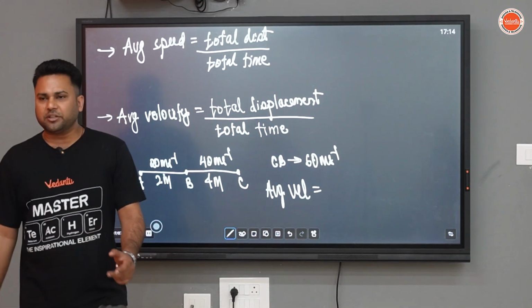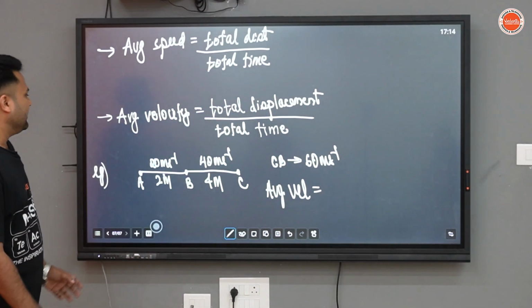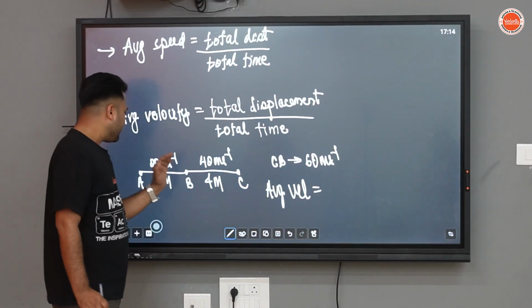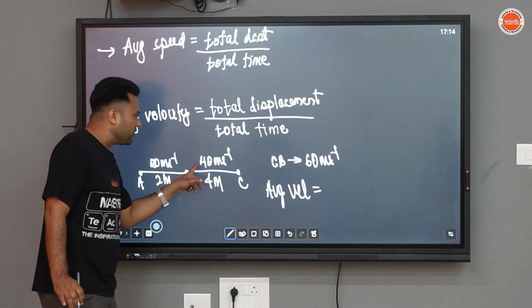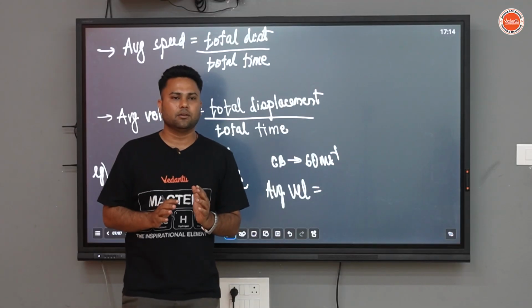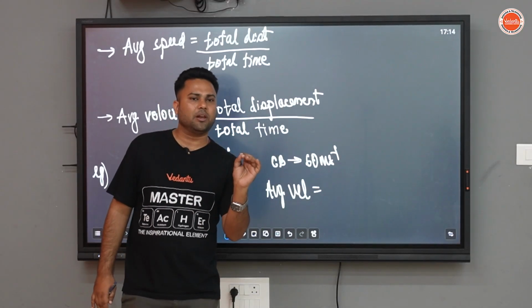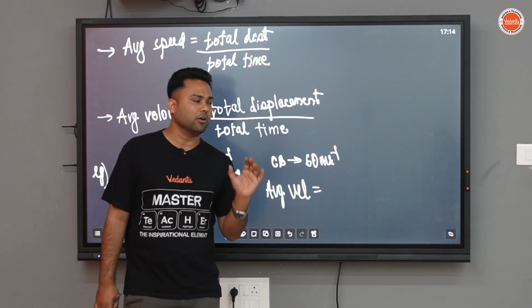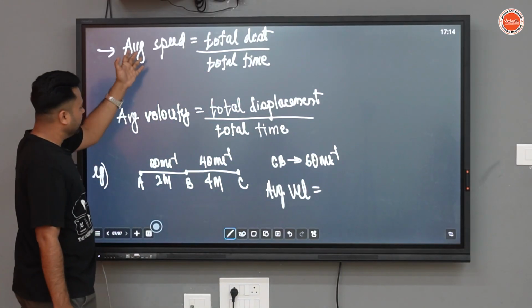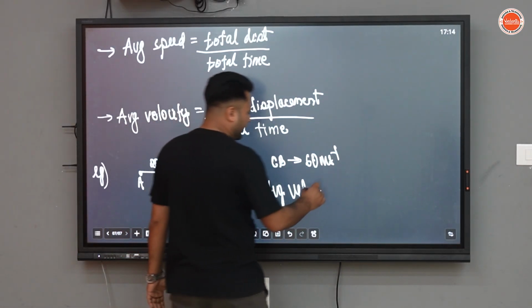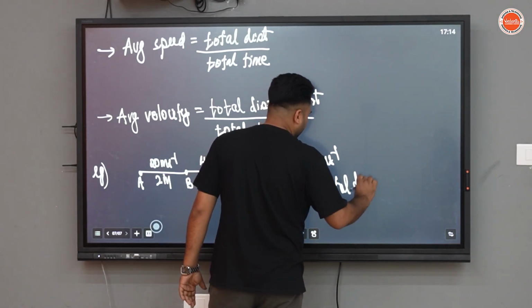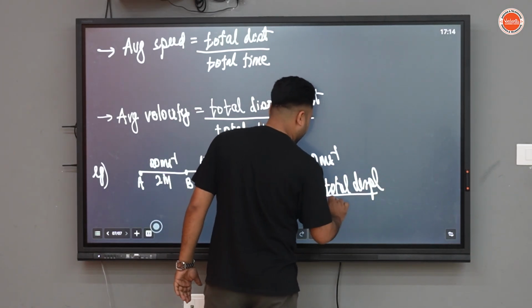So average velocity is total. Whenever you get this kind of question, never ever you solve like this, 20 plus 40 plus 60 divided by 3. No. You stick to the formula. If you are doing 20 plus 40 plus 60 divided by 3, this will be wrong. We have a proper formula, na? Average velocity, I will write here, total displacement by total time.